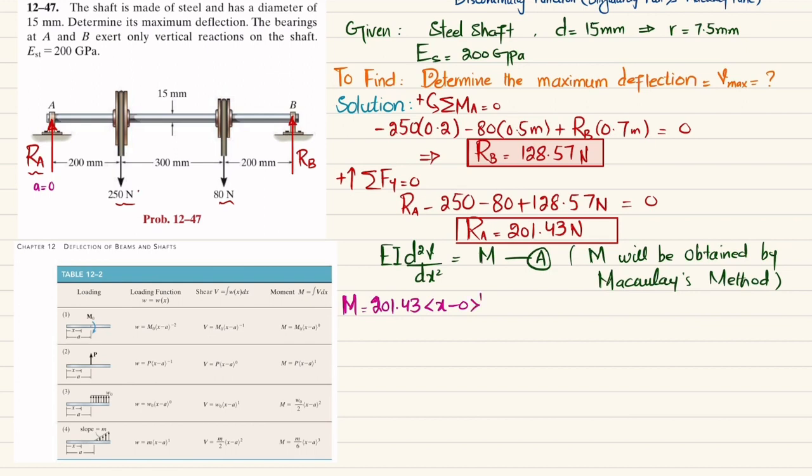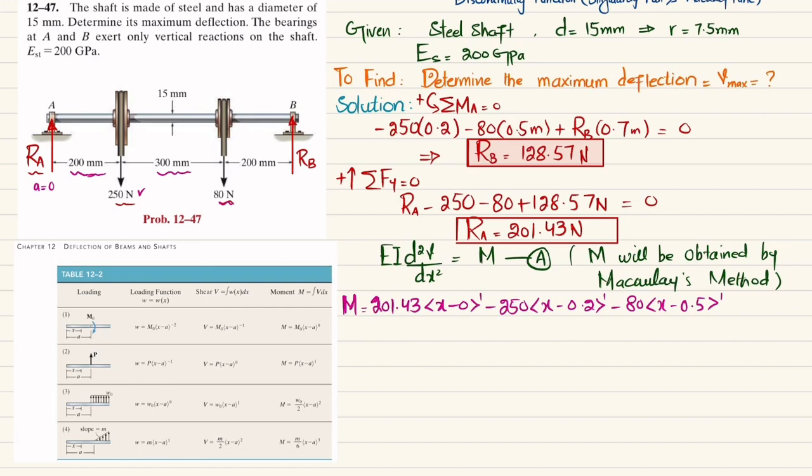The second load is 250, that is downward, so this moment will be minus. So minus 250 into x minus, now A is 200 millimeter, which in meter is 0.2. So x minus 0.2 power 1. The third load is 80 Newton, so it will be again 80 into x minus. Total distance will be 200 millimeter plus 300 millimeter, so it will be 500 millimeter, which is equal to 0.5 meter, power 1.